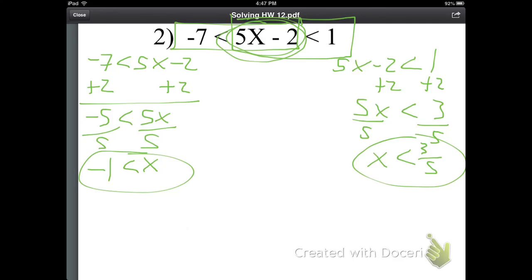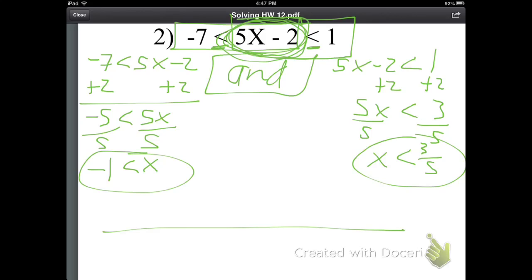And remember, this is always AND. When you have this variable stuff in the middle, and then less than or greater than on the sides, it's always an AND compound inequality. So we're looking for x being greater than negative 1, and x being less than 3/5. So let's put 0 down, and put negative 1 over here, and get 1, 2, 3.